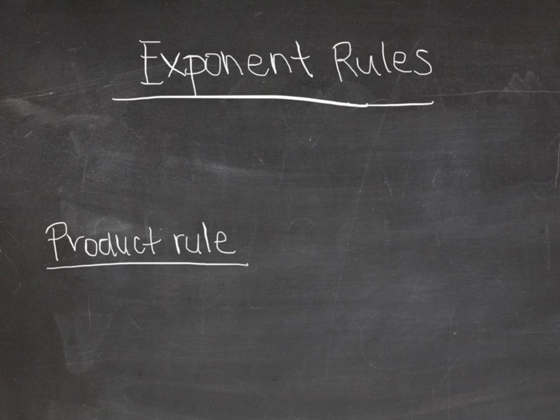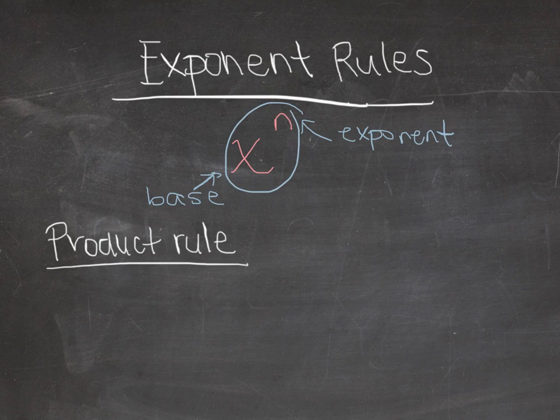This video is about exponent rules. So we'll start off with what are exponents, what are bases, and what is a power. If I have something like x to the n, x here is the base, so this is called the base. N is called the exponent. And this whole thing together, the base with the exponent, is called a power.